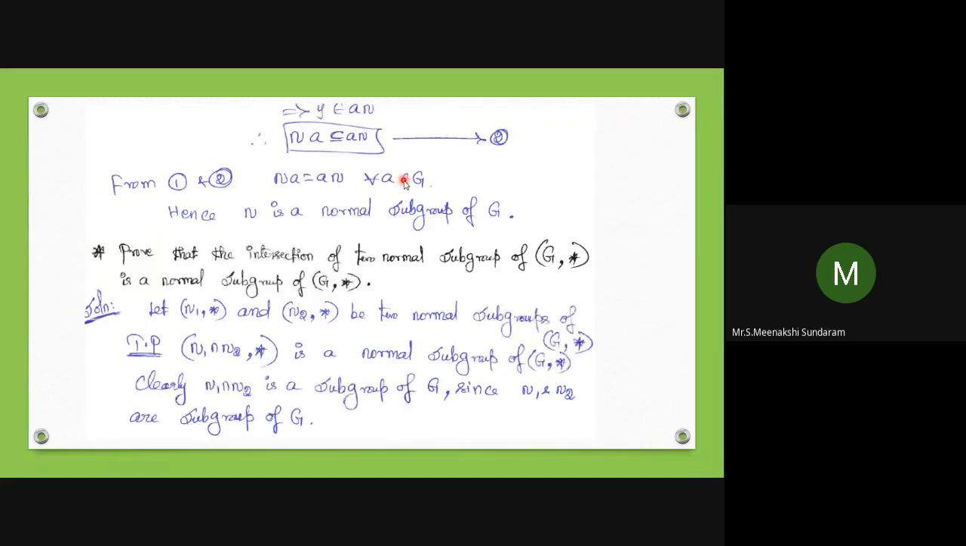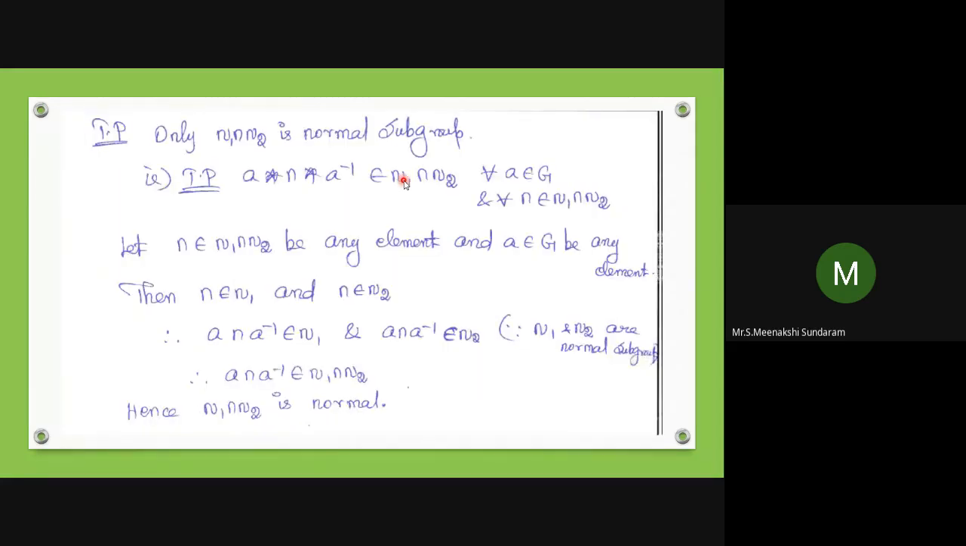N1 was subgroup, N2 was subgroup. Intersection of two subgroups is again a subgroup. So அதனால N1 intersection N2 is a subgroup of G. Since N1 and N2 are subgroups of G, we can choose like that. But now only we need to prove that N1 intersection N2 is a normal subgroup. But normal subgroup நமக்கு ஒரு condition சொல்லுங்க. If N is a normal subgroup of G, if and only if a n a inverse belongs to capital N. Okay. But to prove a n a inverse belongs to N1 intersection N2.